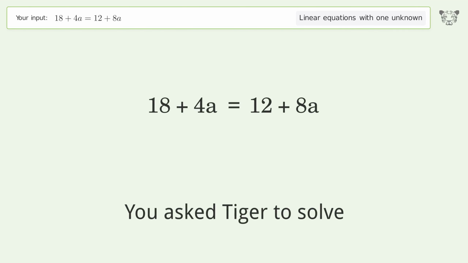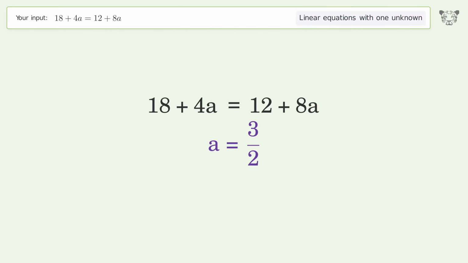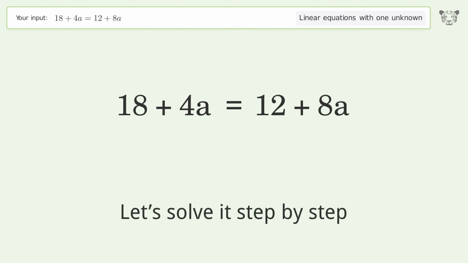You ask Tiger to solve. This deals with linear equations with one unknown. The final result is a equals 3/2. Let's solve it step by step.